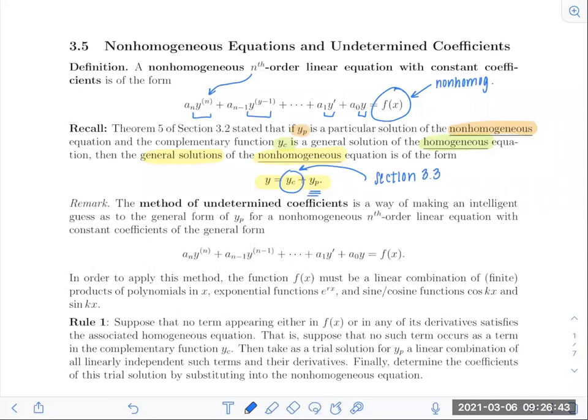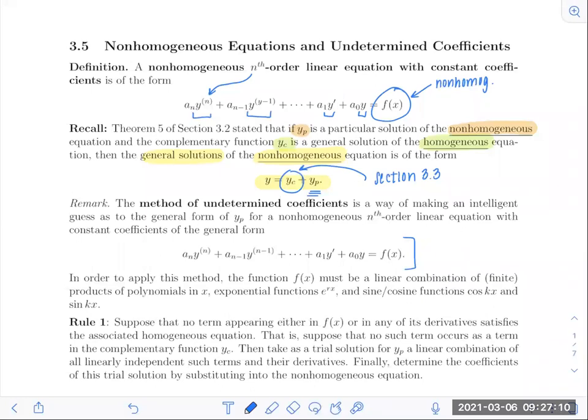So this brings us into the method of undetermined coefficients. This is a way of finding this y sub p particular solution. It's a way of making an intelligent guess as to the general form of y sub p for a non-homogeneous nth order linear equation with constant coefficients. Here's the general setup that we'll be using for this type of differential equation.